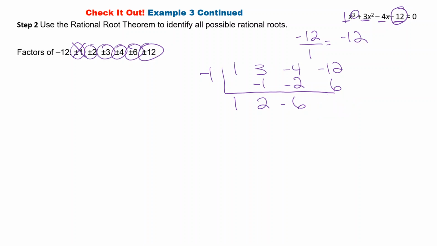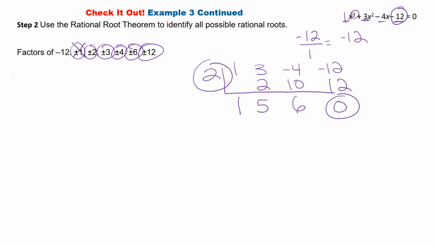Next, let's try 2 and see if we can do any better. Again, bring your 1 straight down. 2 times 1 is 2. Add those together, we get 5. 2 times 5 is 10. Add those together, we get 6. And 2 times 6 is 12. Subtract that, we get 0. So we know that 2 is a root, which tells us x minus 2 is going to be a factor.